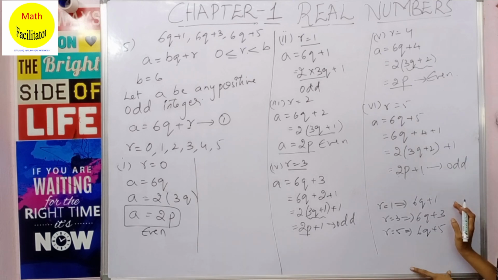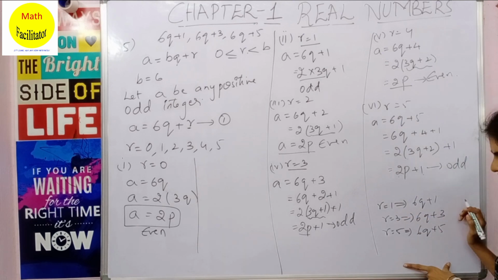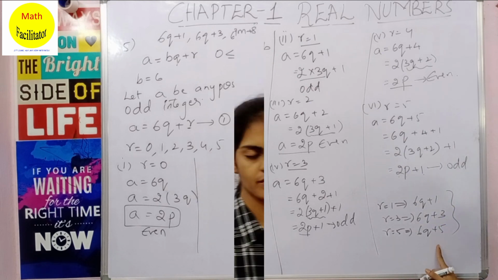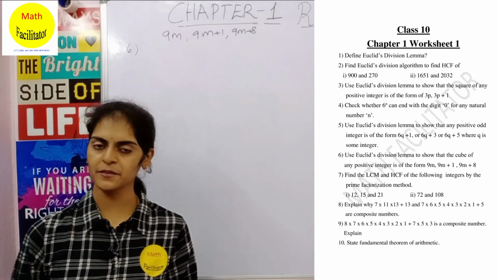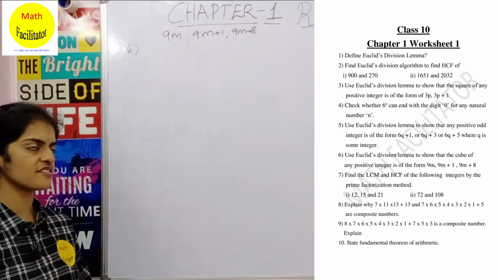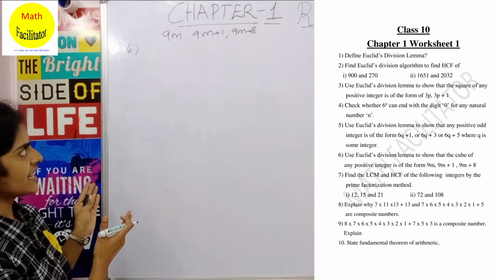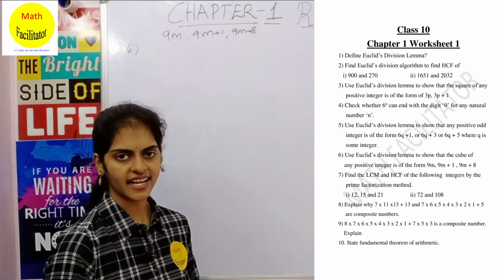You have shown that an odd positive integer is of the form 6q plus 1, 6q plus 3, 6q plus 5. Moving on to the next problem, you have to prove using Euclid's division lemma that the cube of any positive integer is of the form 9m, 9m plus 1 and 9m plus 8.